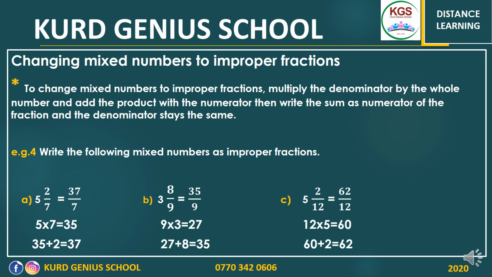How can I write this number as an improper fraction? We have to multiply 12 by 5 because we have to multiply the denominator by the whole number. 12 times 5 is 60. Now we have to add the product with the numerator. So 60 plus 2 is 62.